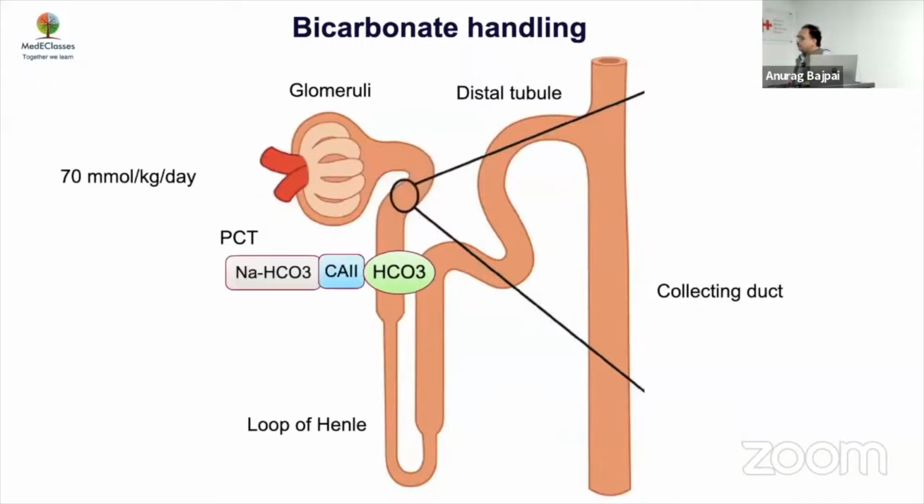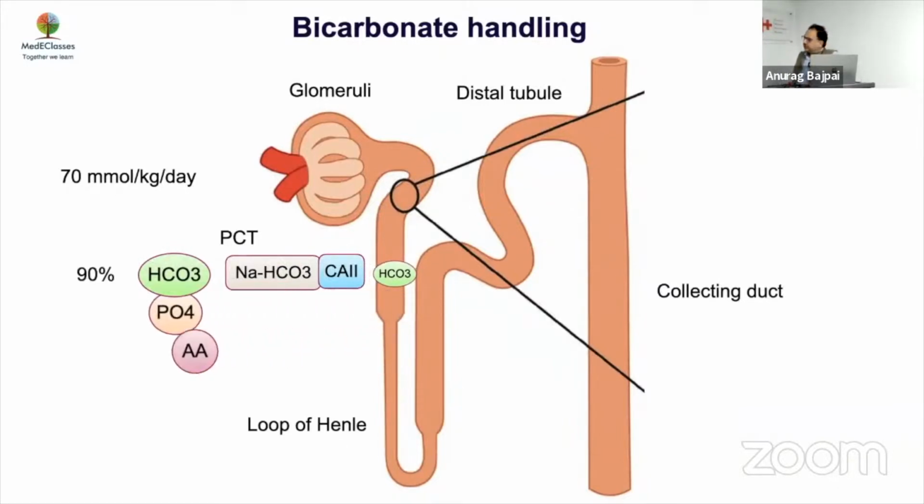And a vast majority of it is actually absorbed at the level of proximal tubule. Now, proximal tubule is also absorbing simultaneously phosphorus, amino acids, and glucose. So if you have a proximal tubular dysfunction, you will have amino aciduria, glucosuria, phosphaturia. And I discussed that hyperparathyroidism also induces this state. So this is a classical Fanconi syndrome-like picture.